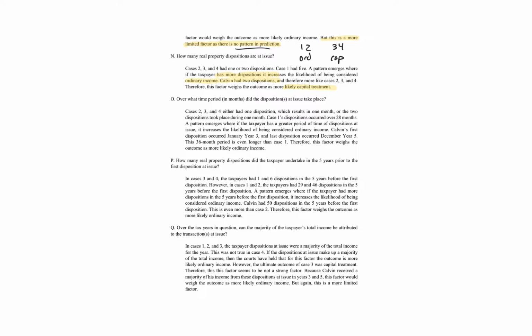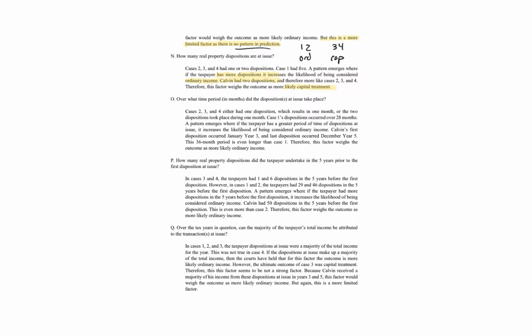We could have 5. The last 3 could be in favor of ordinary, and then we have to weigh what factors are more important than others, right? We saw some of them, there's no pattern, others are a pattern. Some of them we're going to talk about are going to be considered more important by the courts. So let's just go ahead and take a look at the last 3 questions.